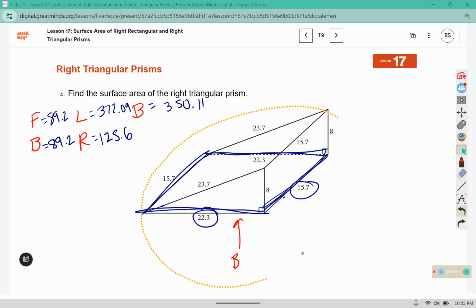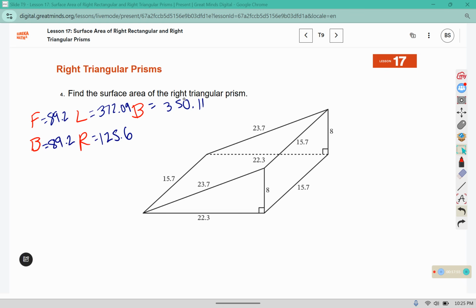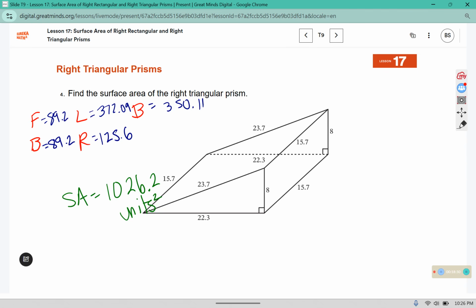Then we will add all of those values together to find the total surface area. So 89.2 plus 89.2 plus 372.09 plus 125.6 plus 350.11 comes out to 1,026.2 units squared. Again, it doesn't tell us if it's feet or centimeters or yards, so we just use units.